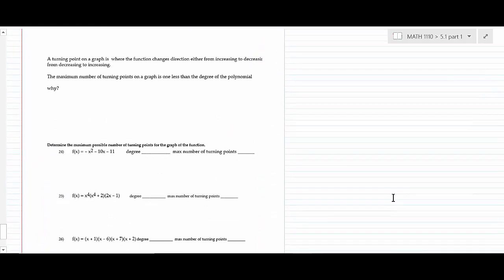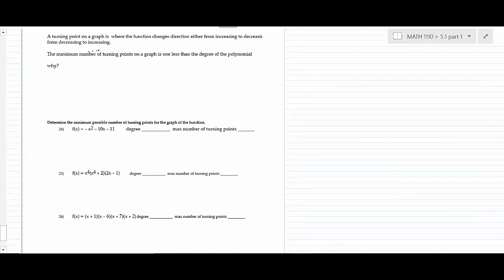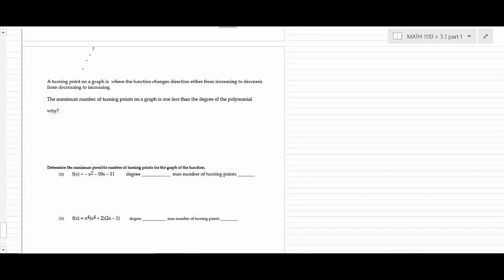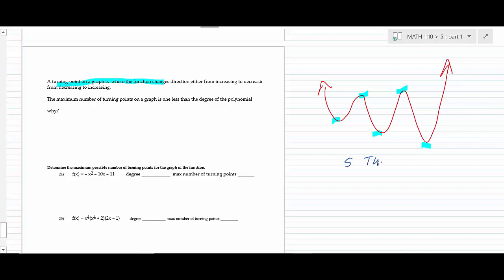This is real simple. On this next page, this says that if you have a polynomial function, a turning point is just where it changes directions. So for instance, and you don't have to write this down, but if you had a graph like this, it would have 1, 2, 3, 4, 5 turning points. A turning point just means where that thing changes directions.